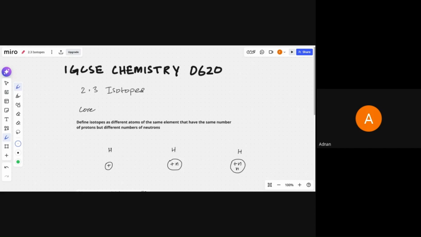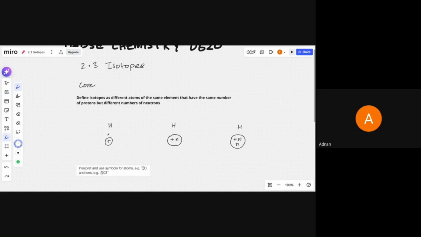So what is different? It is the number of neutrons that are different. In this hydrogen, we have only one proton and zero neutrons. And in the second one, we have one proton and one neutron. And here we have one proton and two neutrons.